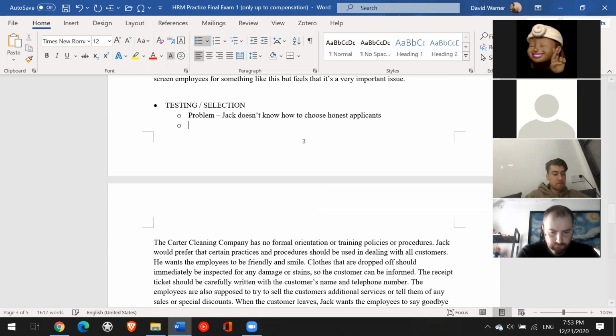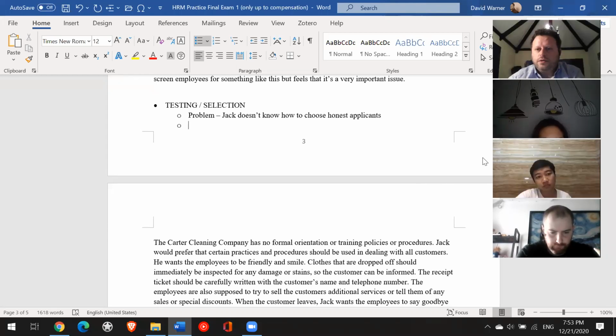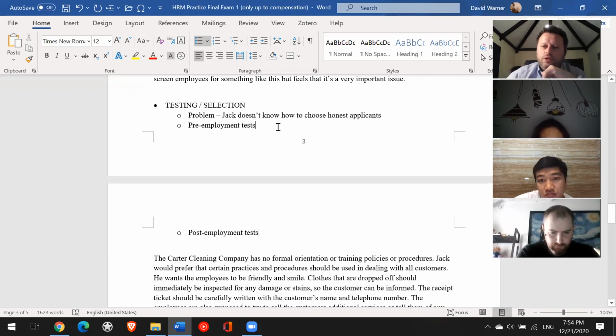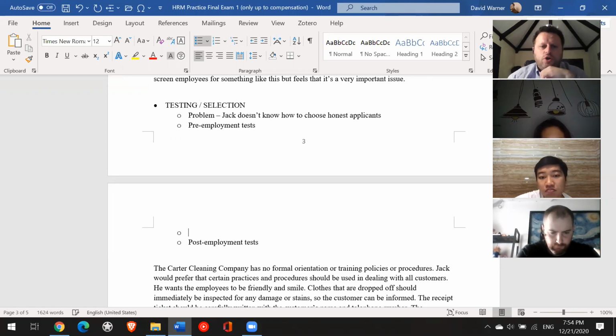But okay, what would we say about testing? Anybody give me some information on testing? Pre-employment test. Sure, that there's pre-employment tests and there's kind of post-employment tests. And I think what Jack wants is really the pre-employment, right? He's trying to find the right people. So let's talk a little about pre-employment tests. What do we need to know about a pre-employment test?